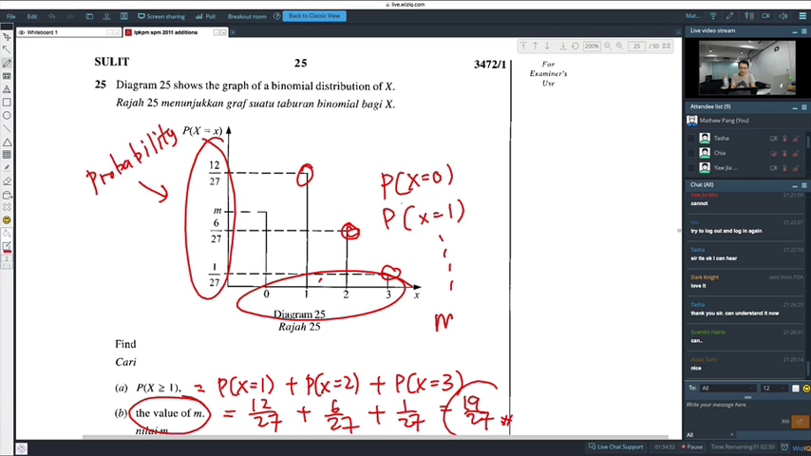So in order to find m, meaning this one, I will use 1 minus 19 over 27. So m is just 8 over 27. Because every single one added together must equal 1. Because this is probability. For probability, the maximum is 1. So for this kind of diagram, you have to understand all the values added together must equal 1.